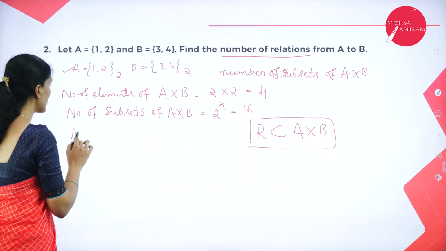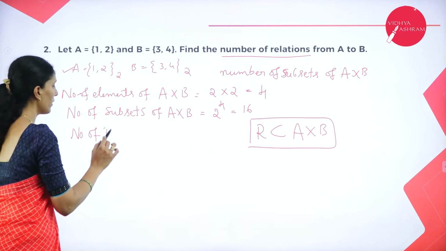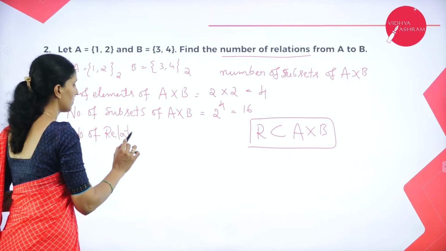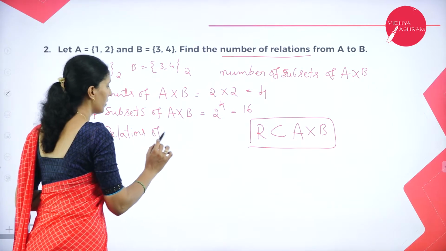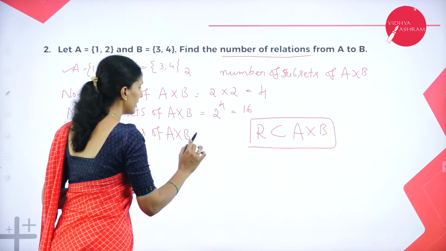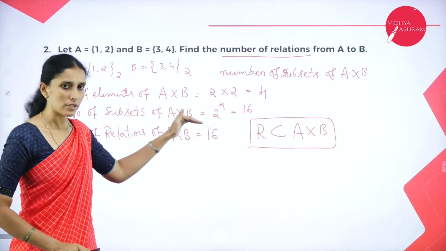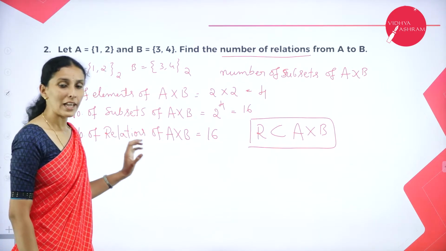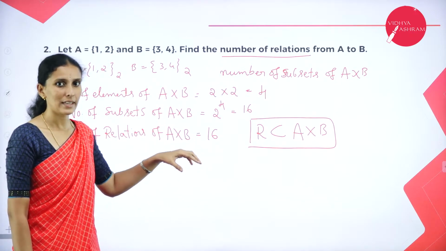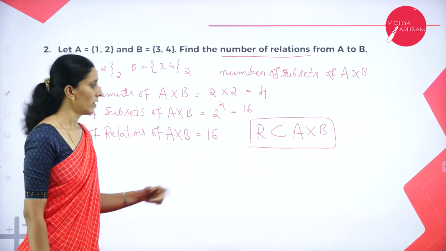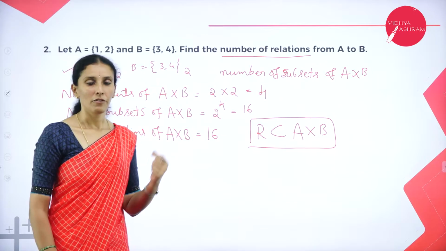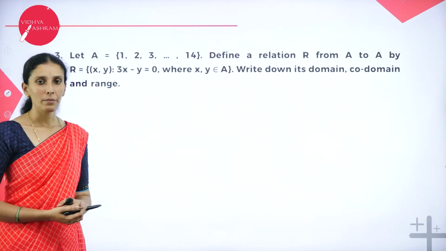So we can say the number of relations of A cross B is again 16. So therefore, the number of subsets of A cross B is nothing but the number of relations we can make by describing a particular property. So that is 16 for this question. Here we have one more question.